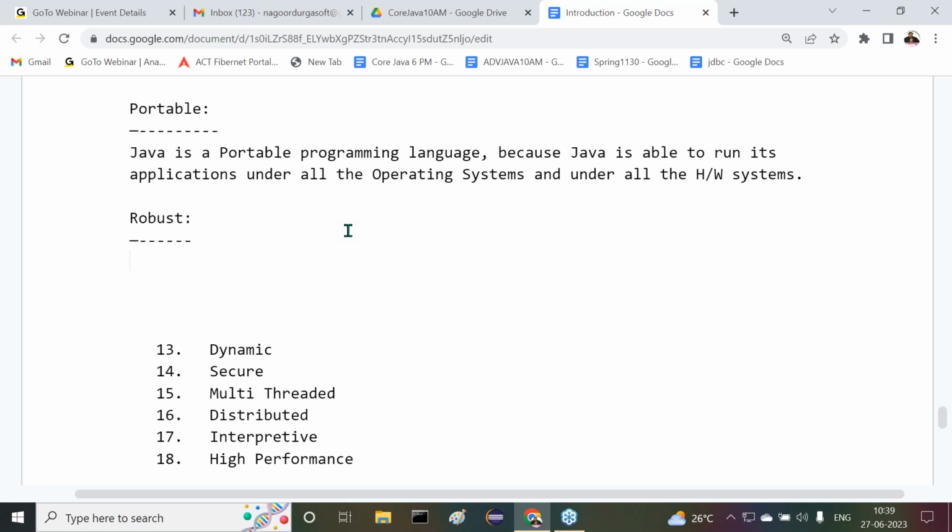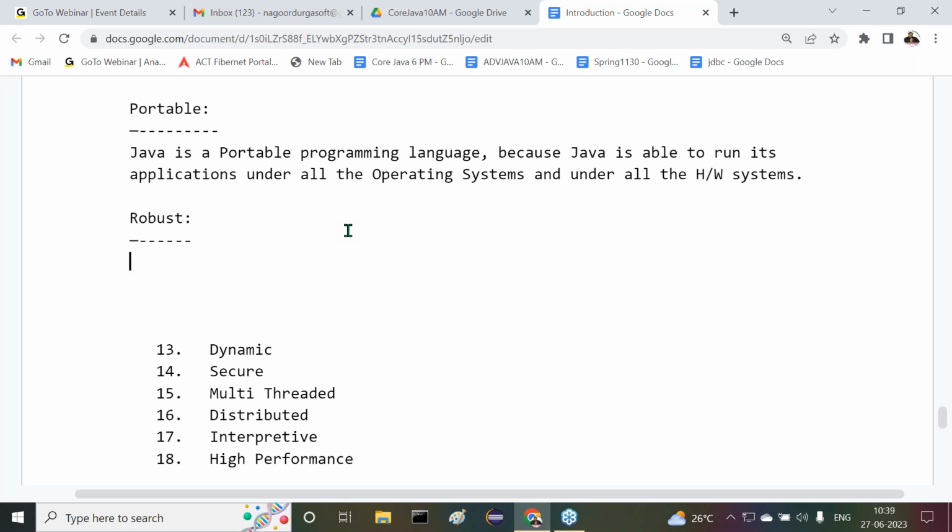But how can you say Java is a robust programming language? On what criteria are we able to say Java is a robust programming language? I have just given the information. If any programming language is very good at memory management system and very good at exception handling mechanisms, then that programming language is robust. Java is a robust programming language, which means Java is very good at memory management system and Java is very good at exception handling mechanisms. But here my question is, how can we justify Java is very good at memory management system? And how can we justify Java is very good at exception handling mechanisms?